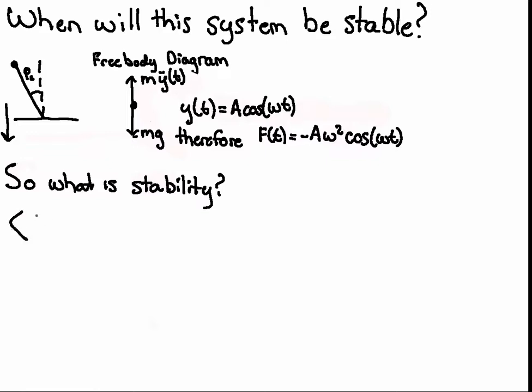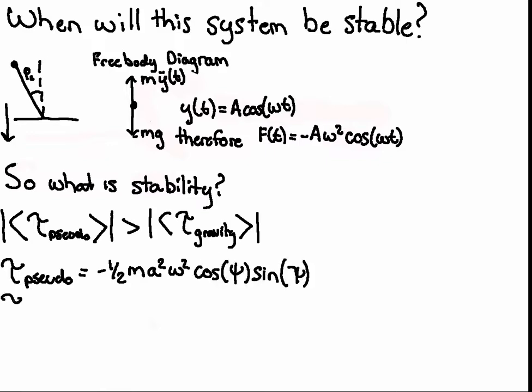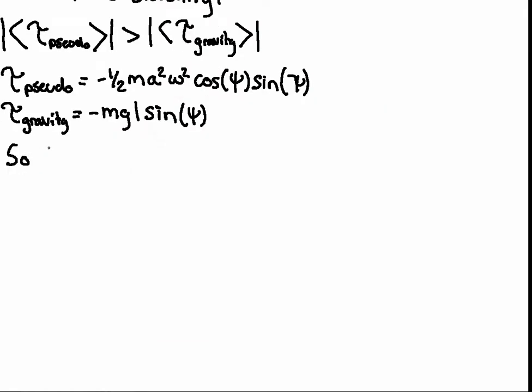We define stability to be when the average value of the torque due to the pseudoforce can be greater than the average value of the torque due to gravity. We define the torque due to the pseudoforce to be negative 1/2 m a squared omega squared cosine phi sine phi, and the torque due to gravity is negative m g l sine phi, where phi is the instantaneous value of the angle of deflection.